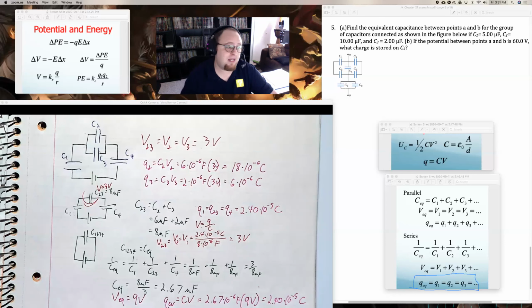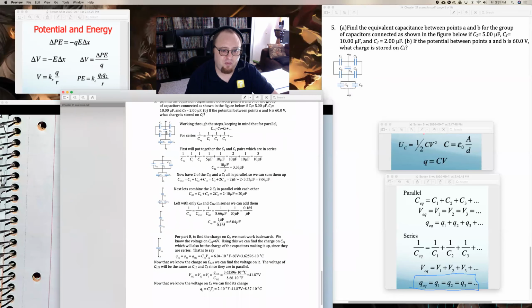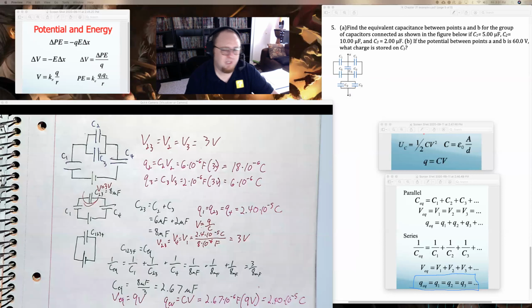But this will be the same idea, where you'll work the capacitors and start from a complicated circuit to make it more and more simple, and then work your way back up. Any questions on those?